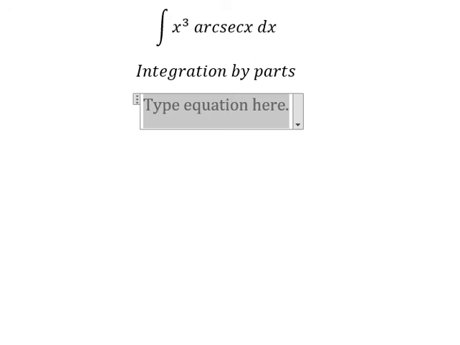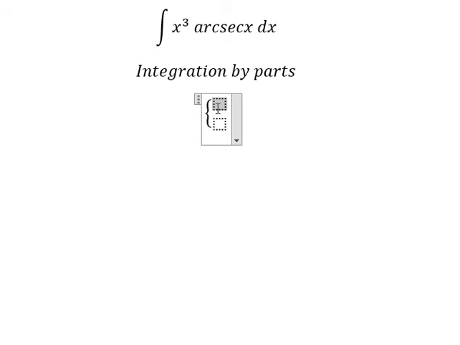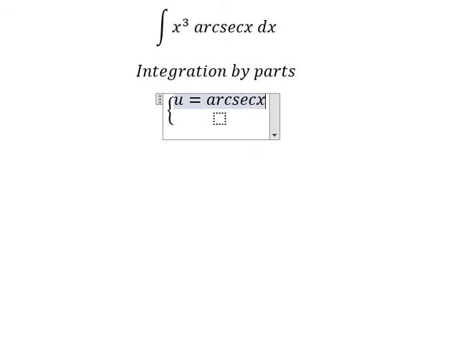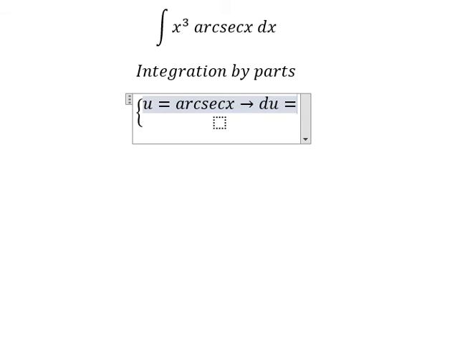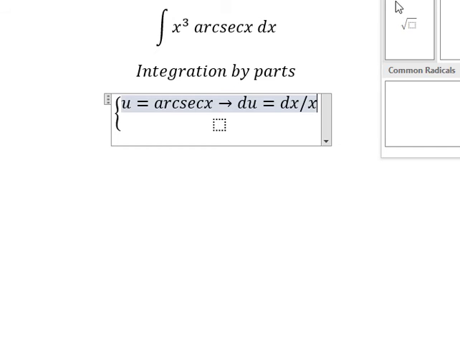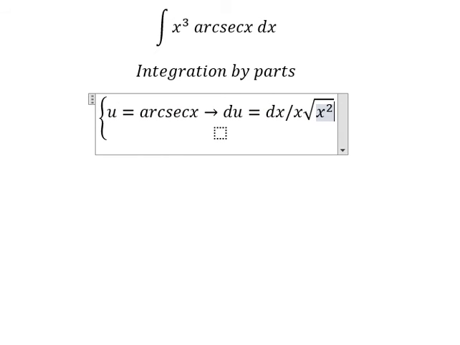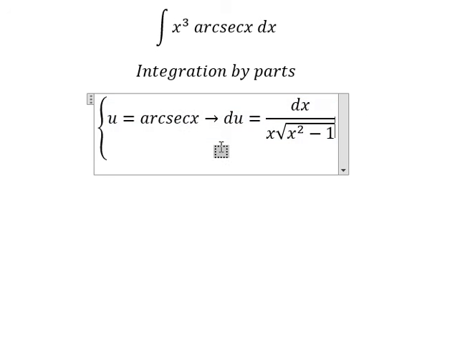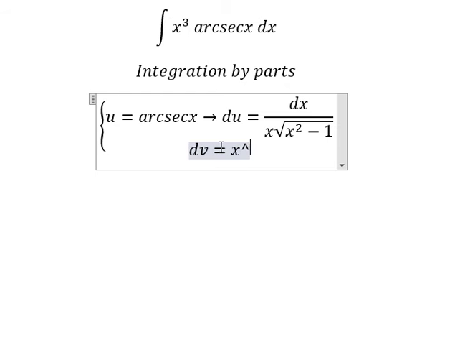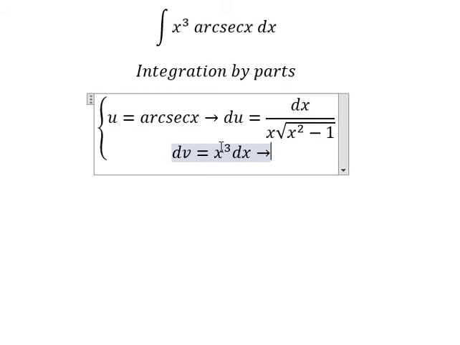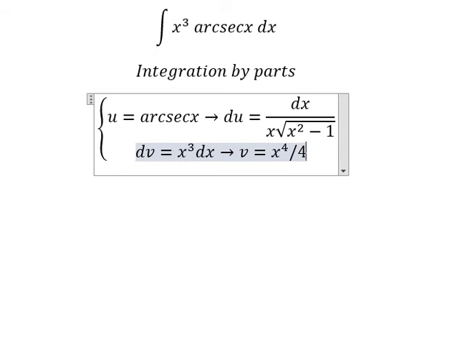So I will put u equals arcsec x of s. Later, we do the first derivative for both sides. And we have 1 over s multiplied by the square root of s squared minus 1. dv, we have s to the power of 3 ds. The integration of this one, we have v equals s to the power of 4 over 4.